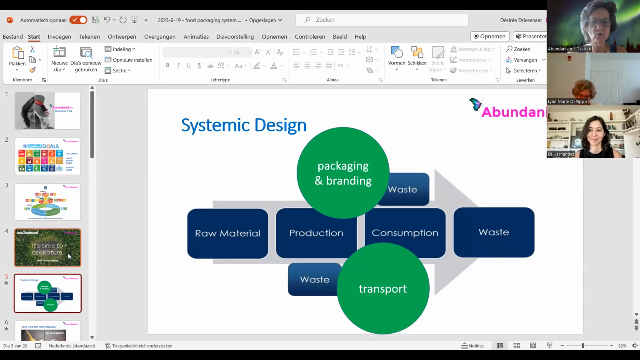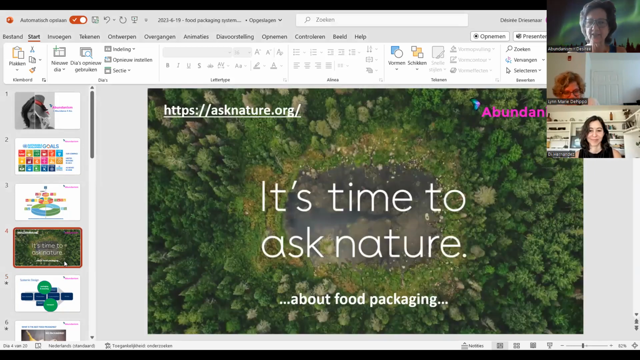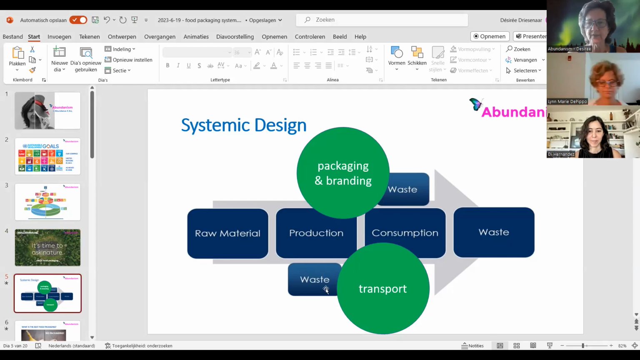Okay, so it's time to ask nature about food packaging. And this is how we do things, a very linear process. So we take raw material, we do production, we have rest materials because we always cut stuff out of sheets or materials. We do transport, packaging, branding, we do consumption or use. We have waste again during the consumption, and in the end, everything is waste. And that's the very linear process that we have now.